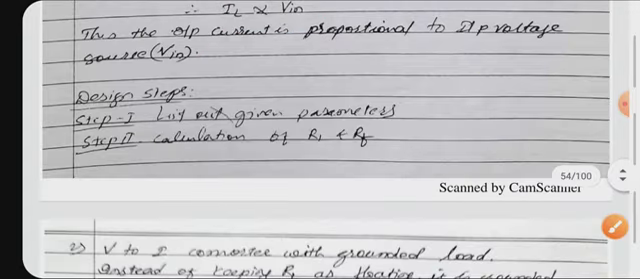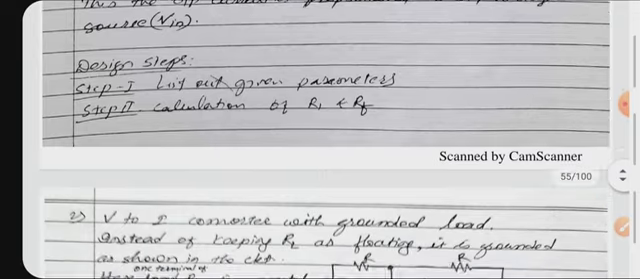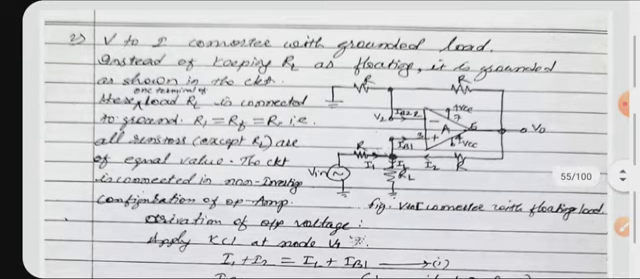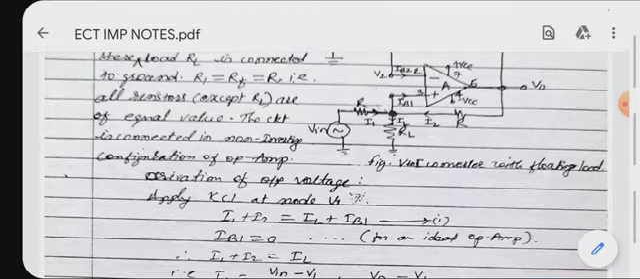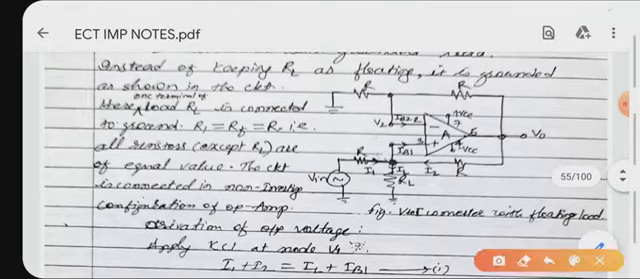So what are the design steps? List out the given parameters and calculate the value of R1 and RF. The second configuration is V2I converter with grounded load. Now we can see this is the circuit diagram in which the RL is connected to the ground. This resistor is considered as the load and it is connected to ground. That's why it is called a grounded load.